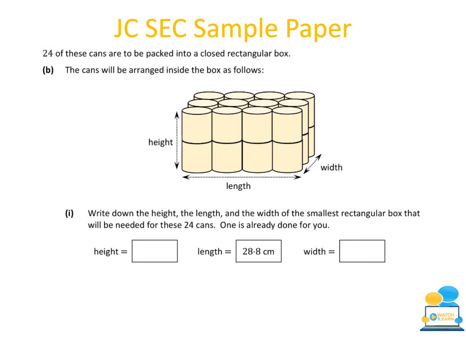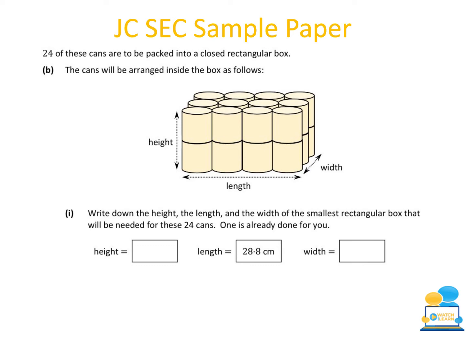Okay, so part B of this question says that 24 of these cans are to be packed into a closed rectangular box. The cans will be arranged inside the box as follows. We can see that we have 24 cans, going up 2 cans, and then the length is 4 cans across and the width is 3 cans back. It says write down the height, the length and the width of the smallest rectangular box that will be needed for these 24 cans. One is already done for you. They've given us the length as 28.8.